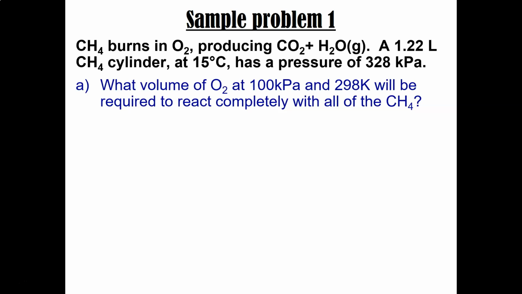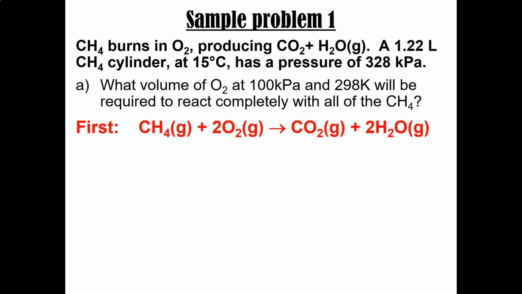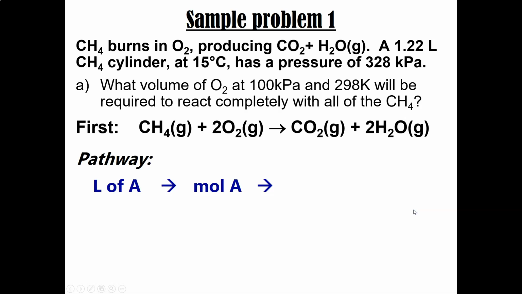So first let's balance our equation. And now let's write a pathway. I don't know how many grams of CH4 I start with. I don't know how many moles I start with, but I do know how many liters. So I can go from liters of A to moles of A, moles of A to moles of B, moles of B to liters of B. I cannot use molar volume 22.4. I am not at standard conditions, right? So I'm going to have to use ideal gas law instead. That will help me find moles.